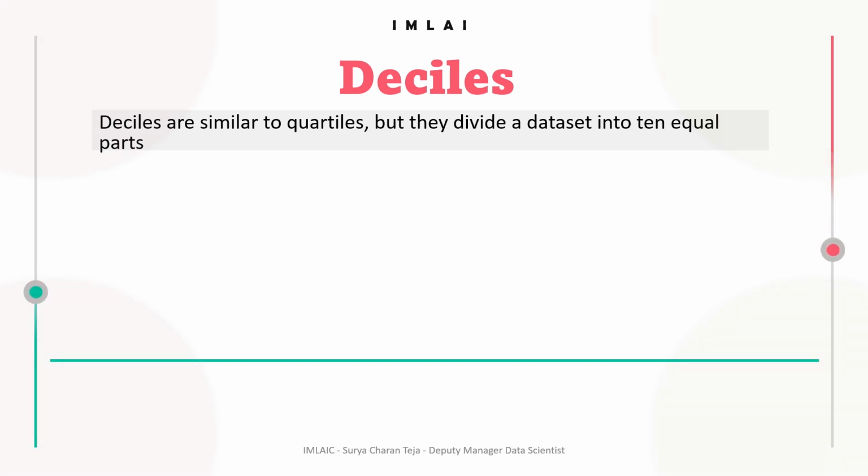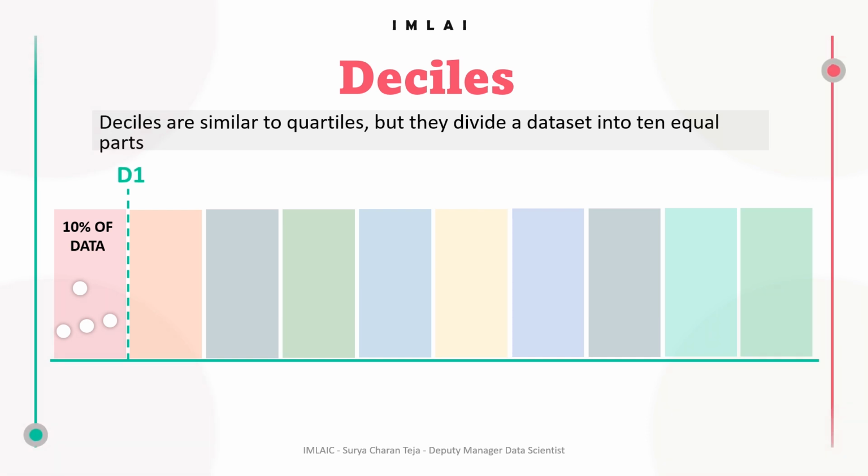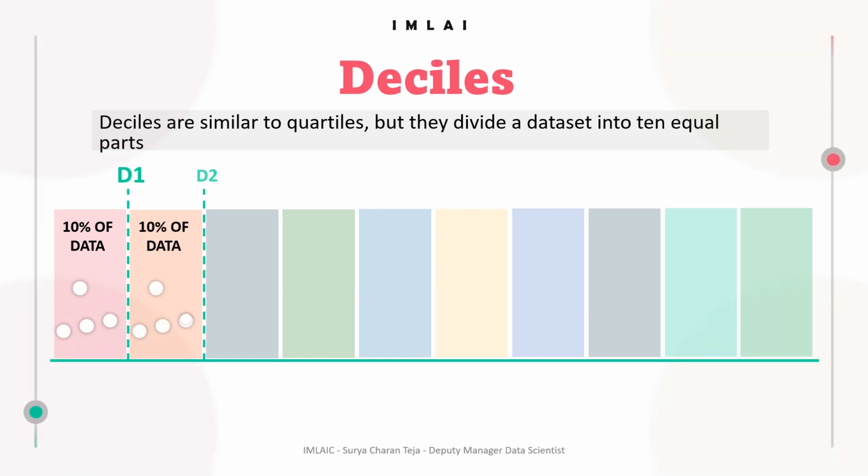Now the overall 100 data points will be divided into 10 equal parts: 1, 2, 3, 4, 5, 6, 7, 8, 9, 10. So total 10 equal parts. The data has been divided into 10 equal parts. That's what the deciles do. Deciles divide a data set into 10 equal parts, representing the first D1. This is decile 1. This is decile 2. So what it does? Decile 1 is nothing but the 10th percentile.